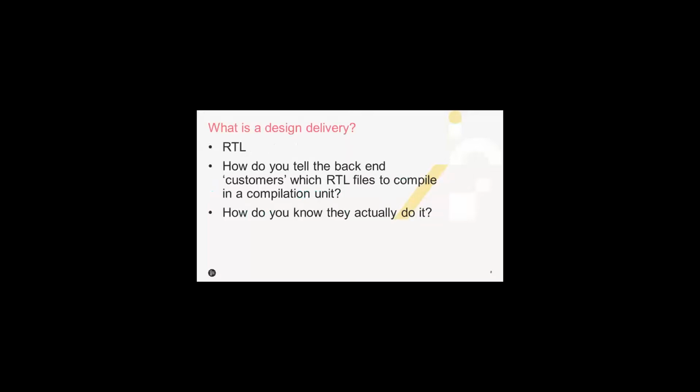So how do we do that? Well, when we deliver the RTL, it's critical that we tell our customers, which could just be the back end team in our company, or if we're an IP company, our real customers, which compilation units to compile the RTL in. And then, of course, we're verification engineers, so we don't trust they're going to do it. We want to verify that they actually do it. So how do we go about demonstrating that they are using the same compilation units?